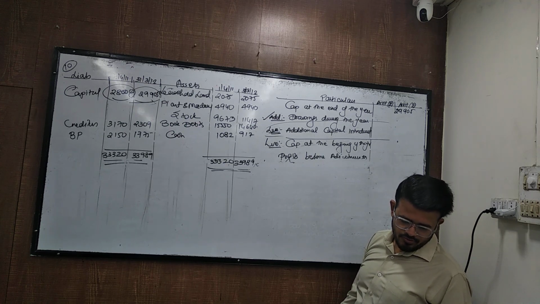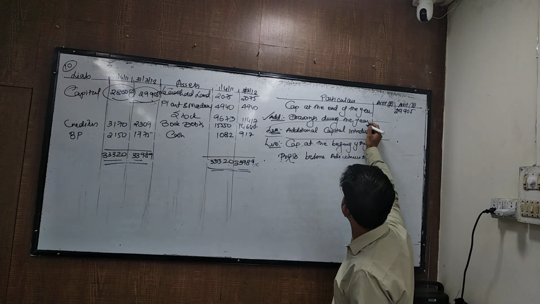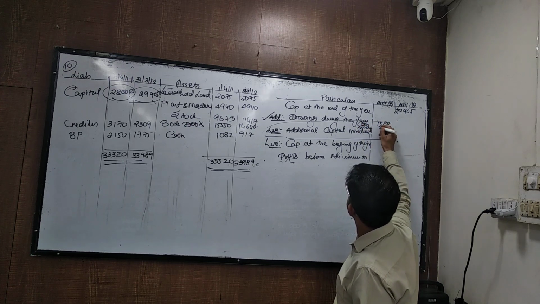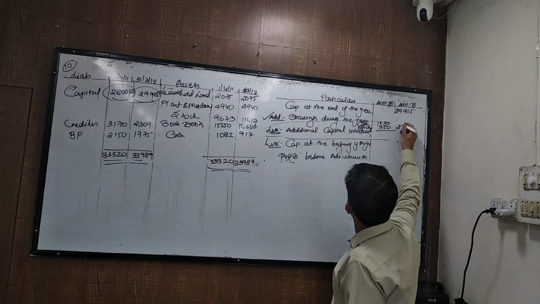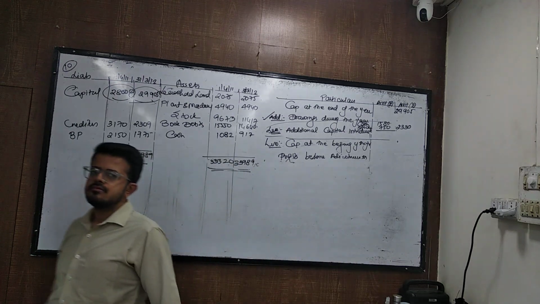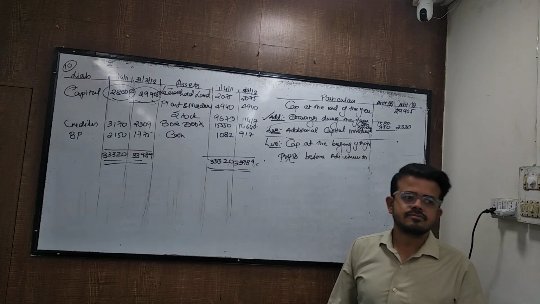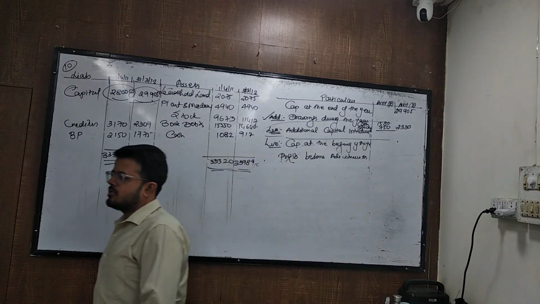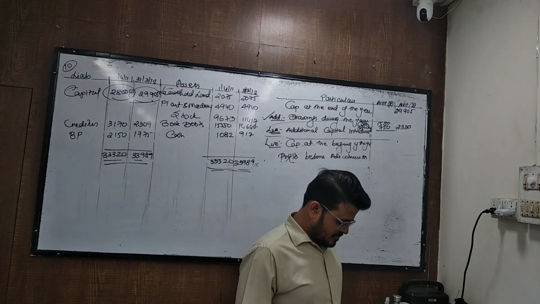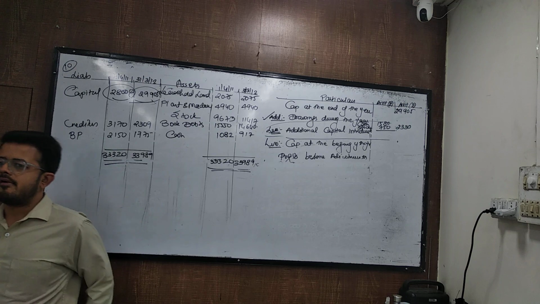It was learned that he has withdrawn 1580 on various dates during the year. It was also ascertained the proprietor had taken stock of 750 for personal use. So cash is 1580 and stock is 750. So 2330 are. Total drawings are 2330. Check. Is that right? Mila?